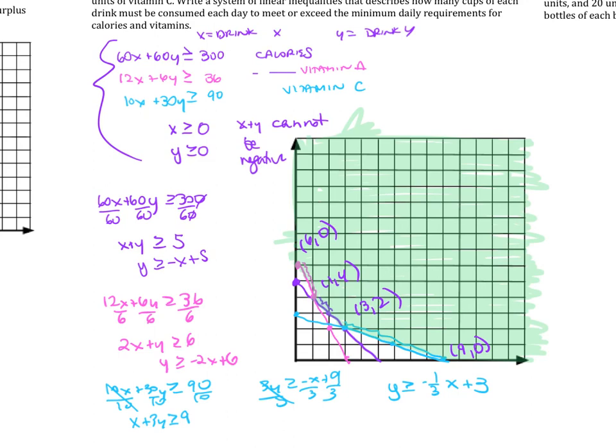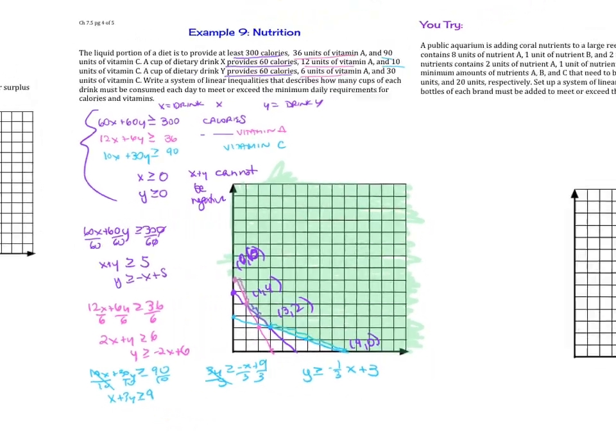So here is the graph. You should have had the pink, purple, and blue lines, and then the points that are important are going to be, that should be x is 0, y is 6 here, (0, 6), (1, 4), (3, 2), and (9, 0). So those are important points. There are vertices here, and so that we'll use that later on.